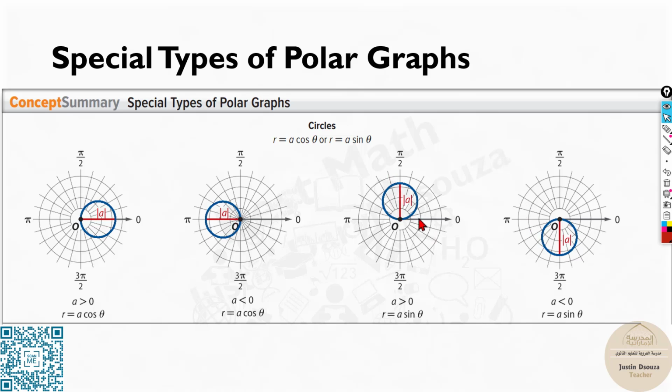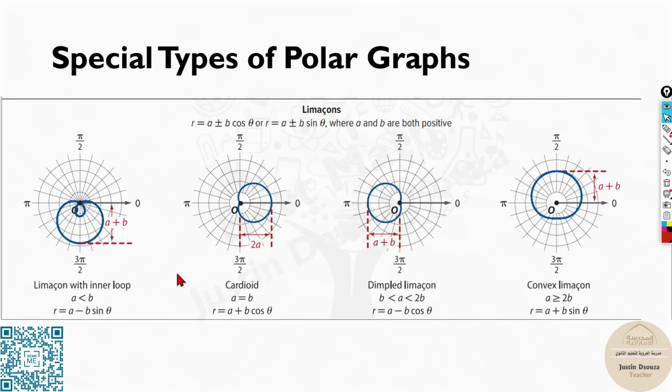Whereas if it's up and down, it'll be sine. So r equals a sine theta. When it's up, it's positive. Down, it'll be negative. And then we have over here Limaçons.